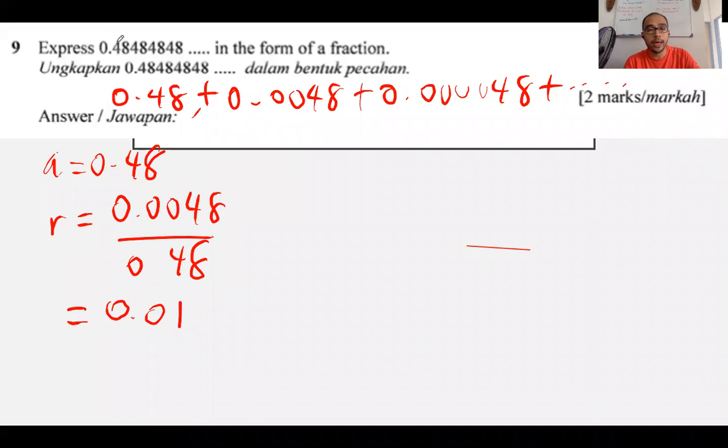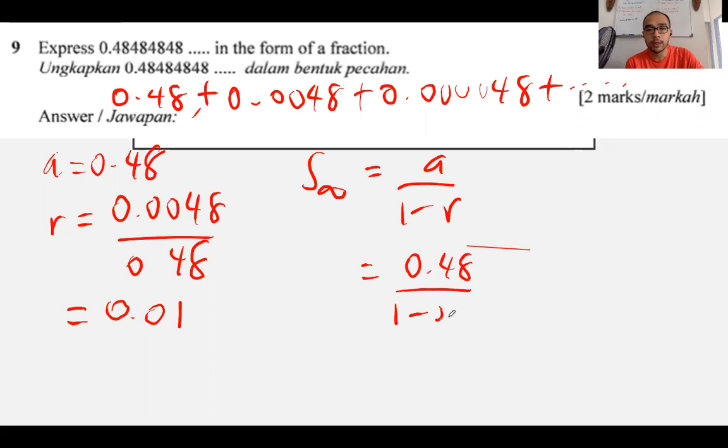And because this is perpuluhan berulang, it's a repeated decimal. Okay, so we're talking about S infinity. We only use S infinity to do this. So A over 1 minus R. Okay, 0.48 divided by 1 minus 0.01. We will get our final answer, 16 over 33. Okay, so how to get these 2 marks? Sini satu markah, sini satu markah. Okay, ganti semua dengan betul satu markah. Jawapan akhir pecahan termudah is 16 over 33.